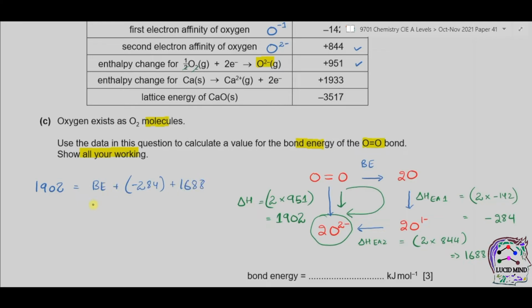Now we can easily find the bond energy. Bond energy will be equal to 1902 plus 284 minus 1688. So by calculating, this comes equal to 498 kilojoules per mole.